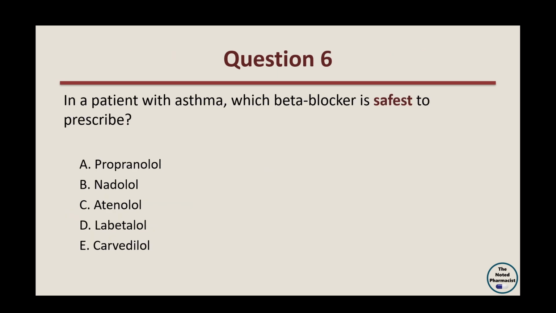Question 6. In a patient with asthma, which beta blocker is safest to prescribe? Option A, propranolol. Option B, nadolol. Option C, atenolol. Option D, labetalol. Option E, carvedilol.